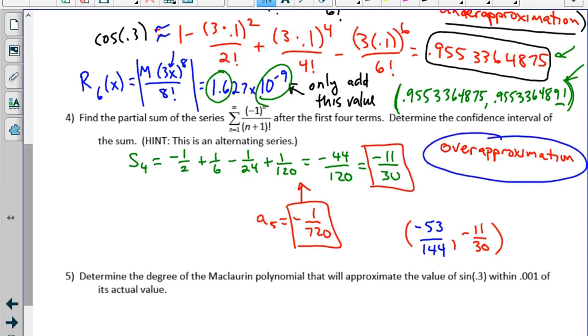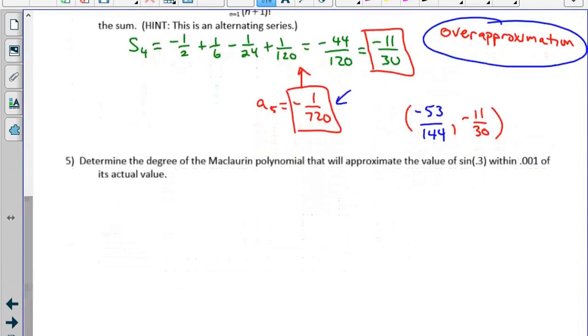Now, I also know that it's not going to be exactly negative 53 over 144 because the term after negative 1 over 720 is going to be plus, that would be 1 over 7 factorial. So it's going to keep adding something after that, and then subtracting and adding and so on.